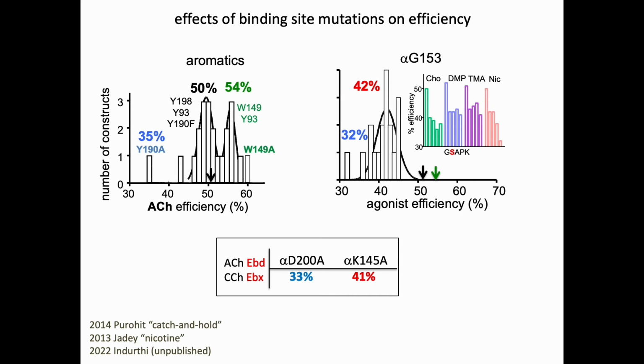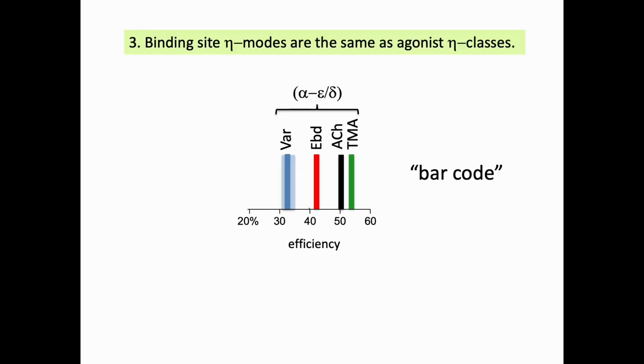So now I think we have four modes. I'm going to call them modes of the binding site, because the binding site modes are the same as the agonist classes. So classes are for wild-type receptors, modes come from mutant receptors, and I think that this distribution of classes and modes is going to represent the binding site's barcode, or perhaps spectrum is a better word for it, because there's going to be some fuzziness to each of these lines.